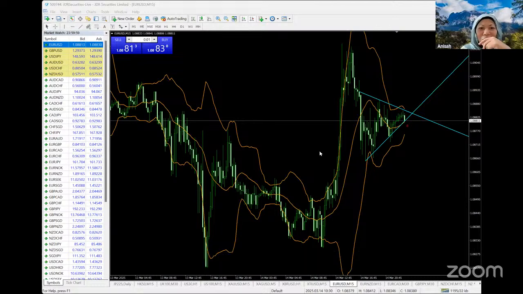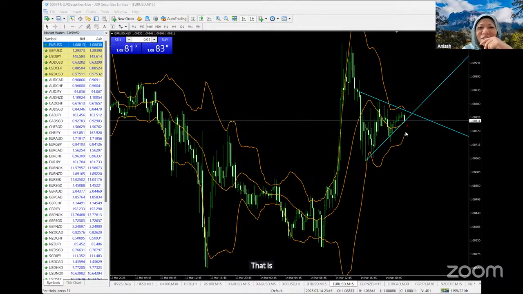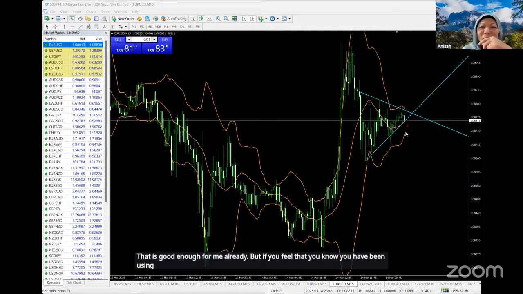Do you combine Bollinger Band with other indicators? At times, yes, only when I need one. But most of the time now, I just use candle pattern, chart pattern, and trend structure. That's good enough for me already. But if you feel that you have been using RSI, you have been using MACD, and you're comfortable with it, go ahead.